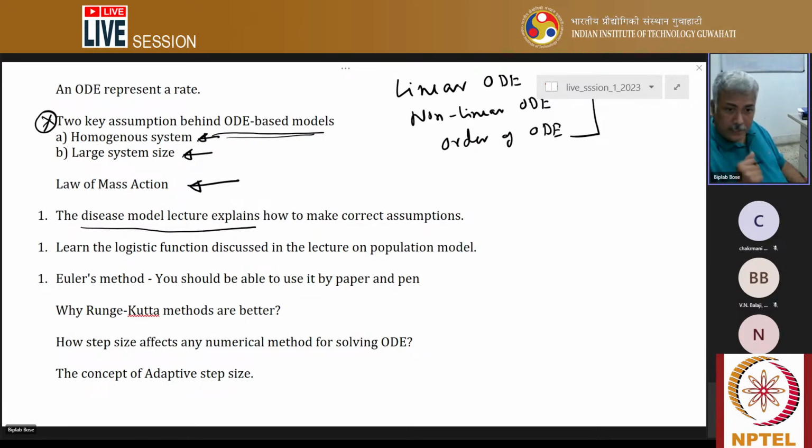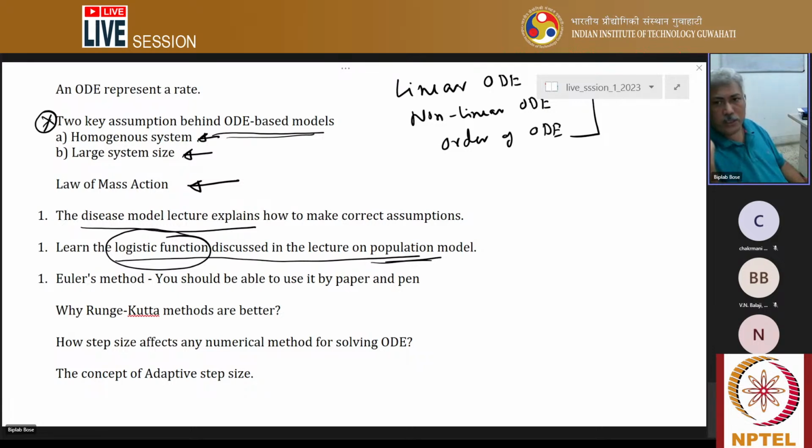So you practice that using the models that we are discussing in first week. Similarly, there is one lecture on population growth, right? Population model. And in that lecture, we have introduced logistic function, which is used widely in dynamical systems in biology. Not just in population model, from gene expression to ecological model, everywhere you find use of logistic function.